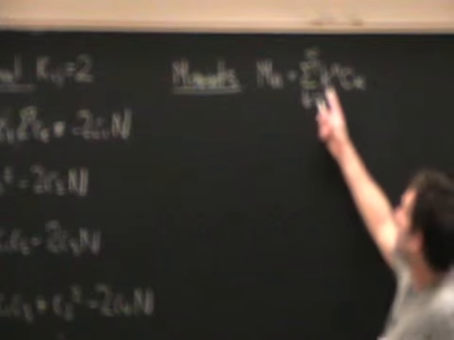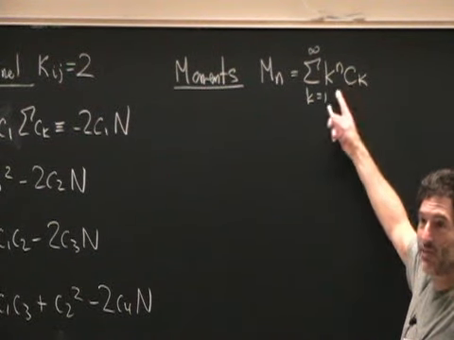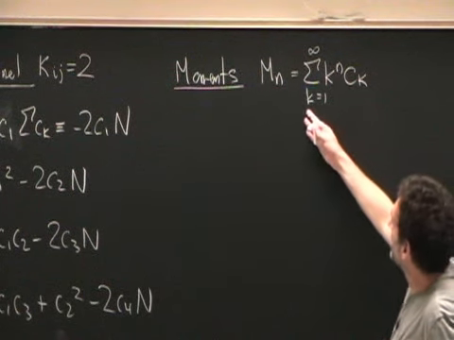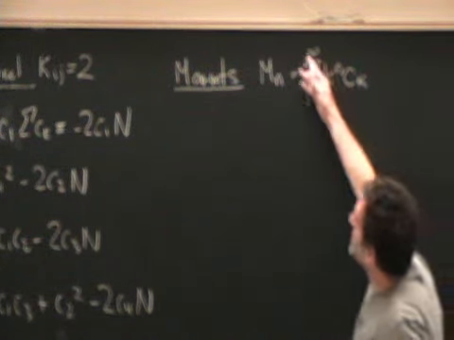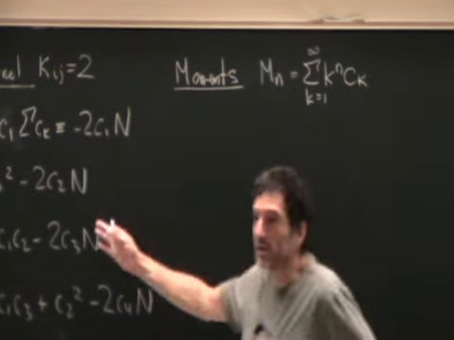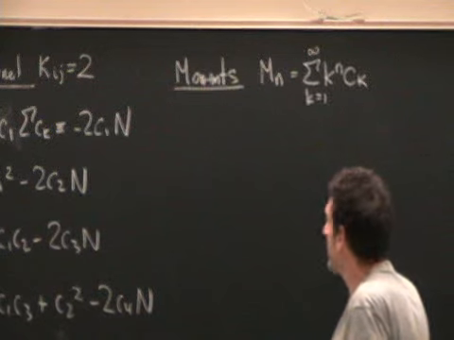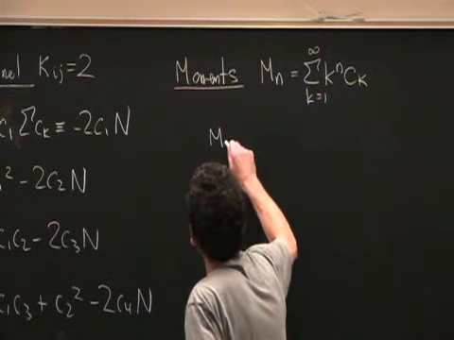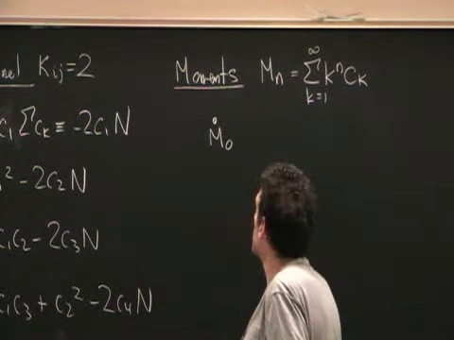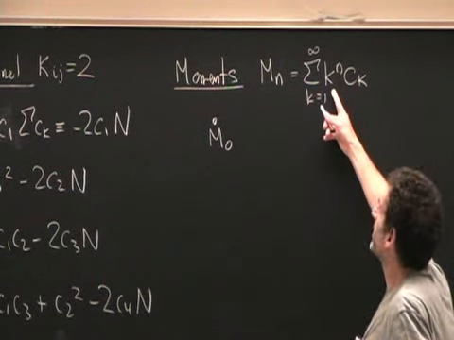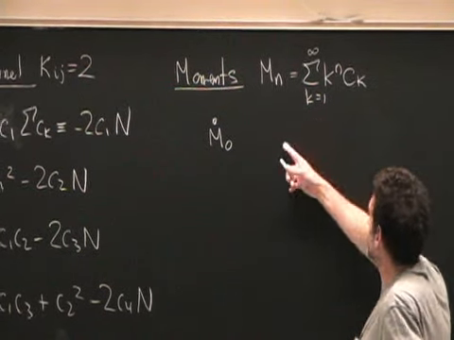The first moment you might think is like the average mass. In fact, that's wrong, but we'll see why in a moment. These moments are sometimes easier to deal with than the full master equations themselves. So let's look at the equations for the moments. Let's write the equation for m0 dot. What I'm supposed to do is take ck dot, multiply by k to the 0, which is 1, and just sum it up.